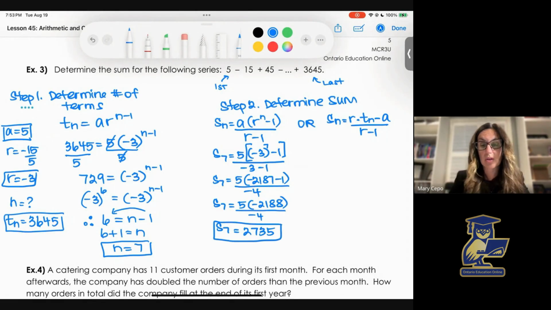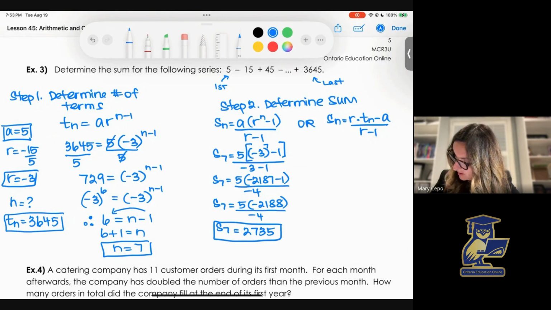Now again, we don't have to ever do this twice. I just want to show you that it doesn't matter which one you use. Actually, I shouldn't say it doesn't matter. The final answer will be the same, but the information provided has to be there in order to use the second version. You need the first term and the last term of the series in order to use this version of the sum of a geometric sequence. So S7 is equal to r, that common ratio, which is negative 3, times our last term, which was 3,645. We're going to subtract our first term, a, which is 5, all over r, which is negative 3, minus 1.